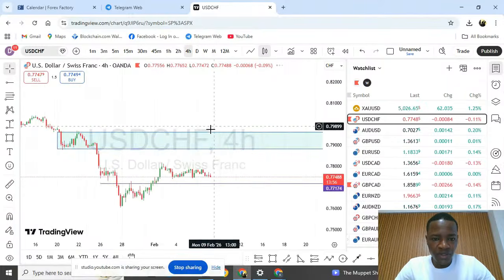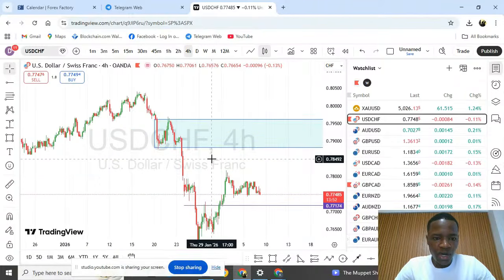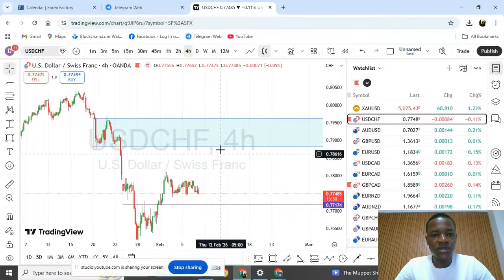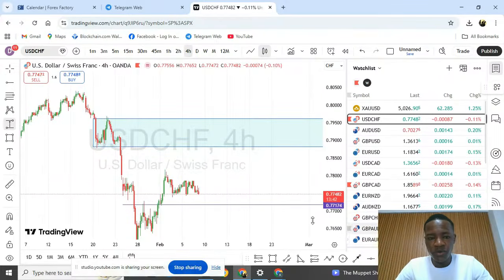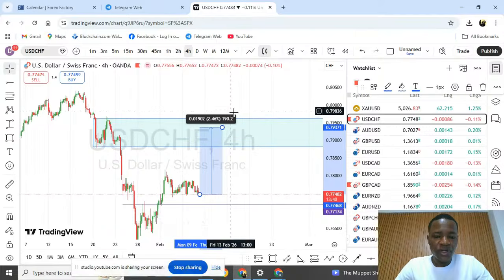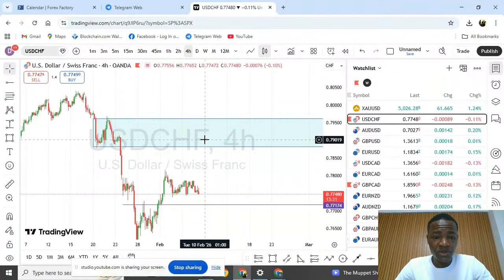Let's come back to the 4 hours. On the 4 hours, I'll wait for the market until it comes back again to this particular zone. This will take some time. You can clearly see we have around 190 pips to go up so that we can continue selling. Another thing you're going to notice is that for us to sell this, we have to wait for confirmation on the daily time frame.